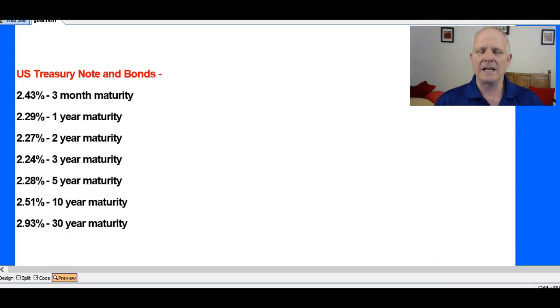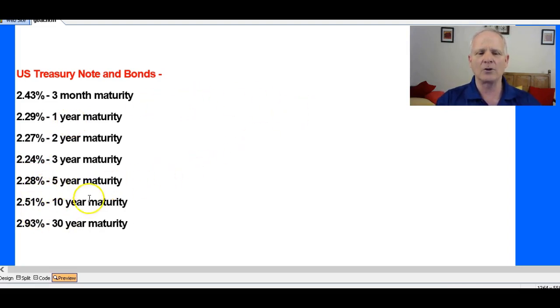Okay, we're going to start with the U.S. Treasury note and bonds here. Just take a look at what the interest rates are looking like. Here's the 3-month maturity on the 3-month Treasury note, and it's 2.43%. And you'll see that the shorter rates are actually higher than some of the longer term rates. So 3-month is higher than the 1 year, 2.29, 2 year 2.27, 3 year out to 2.24, and then the rates start increasing. So we have pretty much a flat yield curve right now.